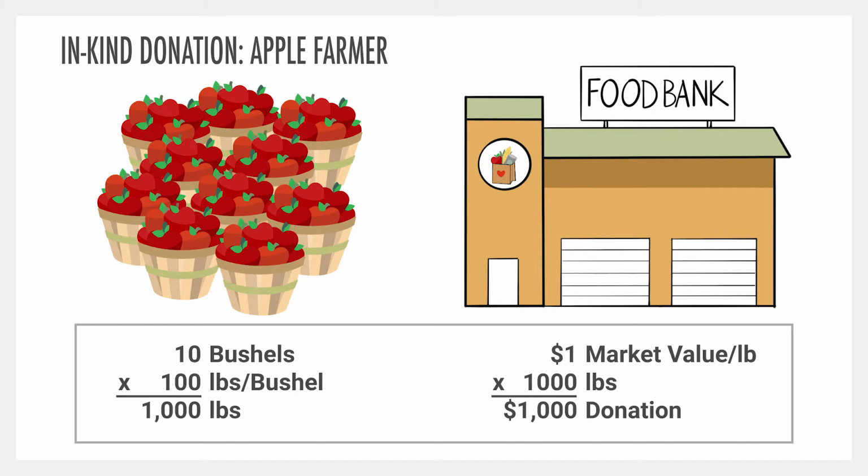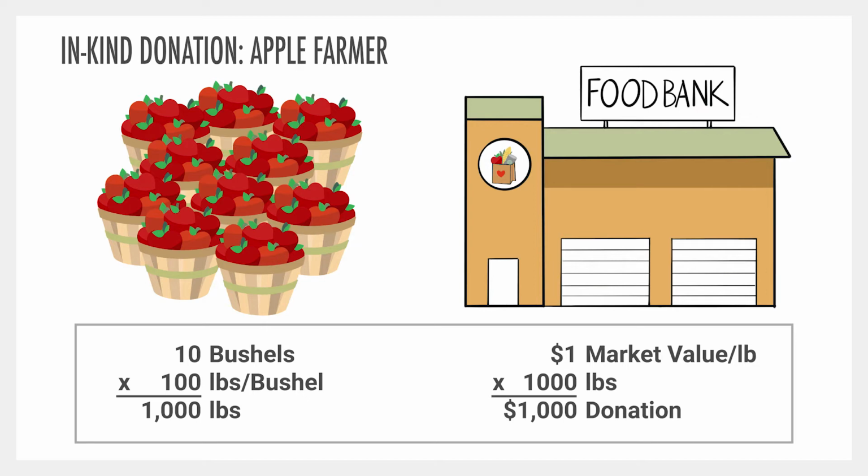So let's back up and simplify this a little bit. As you can see at the bottom of this chart, he had 10 bushels of apples. Each bushel weighed 100 pounds. So he had 1,000 pounds of apples that he donated to the food coalition. On the other side of the chart, you see that the market value per pound was $1. This is very simple math. $1 times 1,000 pounds is $1,000. The current value of his apples was $1,000.